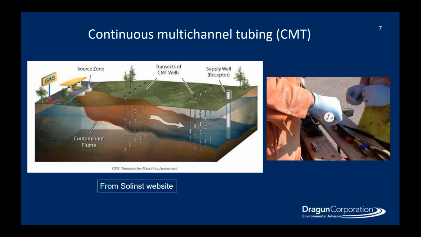So on the left here, we have a conceptual site model of a site where they're using the continuous multi-channel tubing to monitor between the source and a receptor. And you can see that they've installed lines of these boreholes where they have multiple screens where they're able to gather data to be able to get a 3-dimensional picture of where the plume is. On the right, you can see the actual physical tubing that gets installed. You can note that there's 3 channels in that tubing. You can have up to 7 different channels, so 7 different data points within a single vertical borehole with this technology.